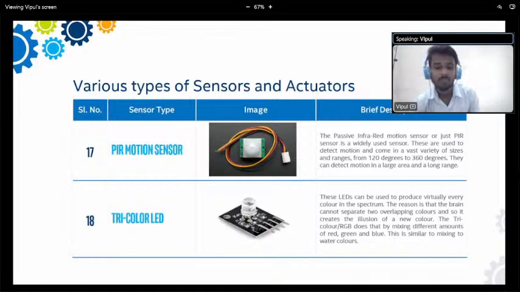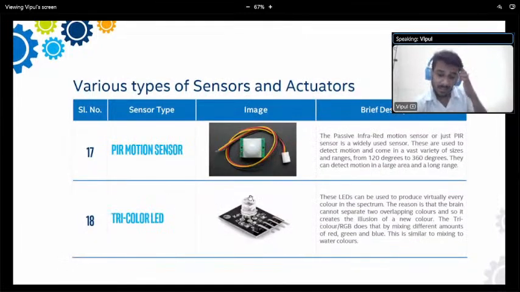Okay, so where can we use this kind of sensor? Suppose in your hall you are watching TV, but after some time you fall asleep. Now your movement has stopped. This sensor is detecting whether you are moving or not. If you are not moving, this sensor will simply turn off the TV because no one is watching. So we can make such applications with this PIR sensor where movement detection is necessary.